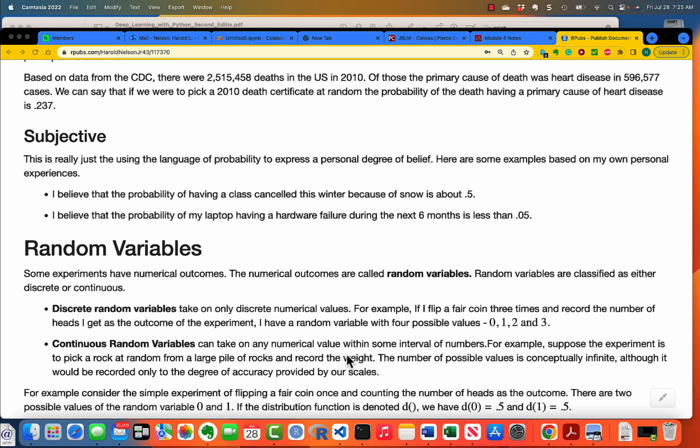A continuous random variable can take on any numerical value within some interval of numbers. For instance, I weigh myself every morning, and there's a range of about 5 pounds where I can get a value. Now, my scale only measures to an accuracy of 0.1 pounds. So those are the only values I can possibly get. And conceptually, though, I can vary by much smaller amounts. It's just that my measuring device can't accept it. So I consider the weight that I take every morning of myself to be a continuous random variable.